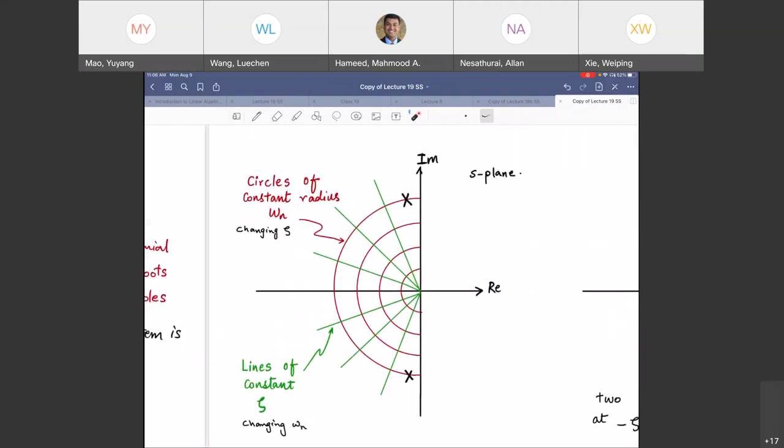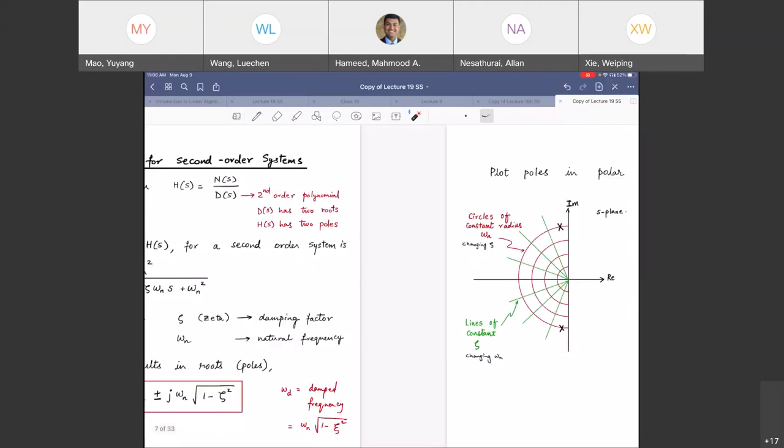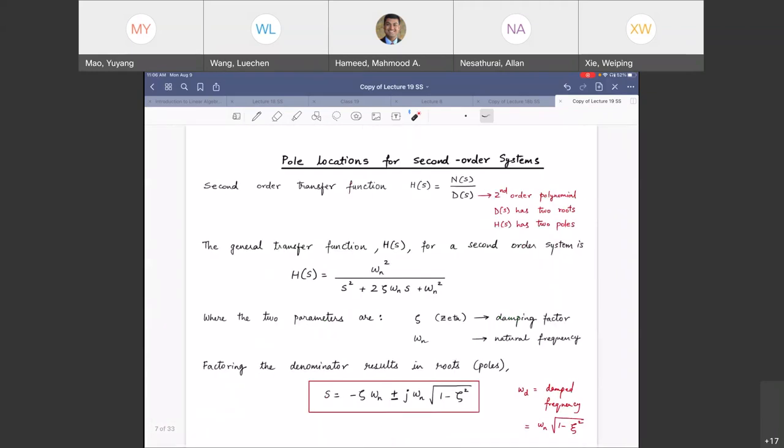So let me just trace what happens to this pole. You increase zeta, this guy will come here and shoot off this way. And this guy, similarly, will come up here and shoot off this way. And then they go opposite directions. And how do you validate that? Pick up omega n, keep increasing zeta, and monitor the poles.